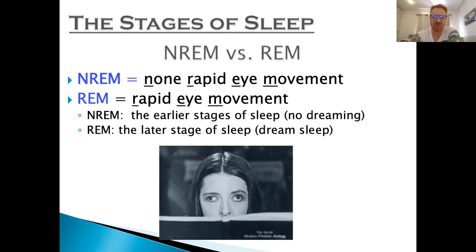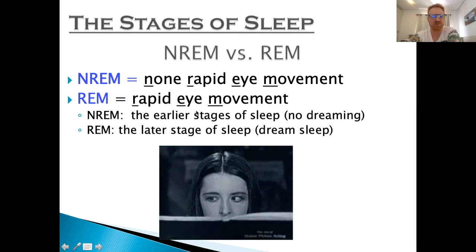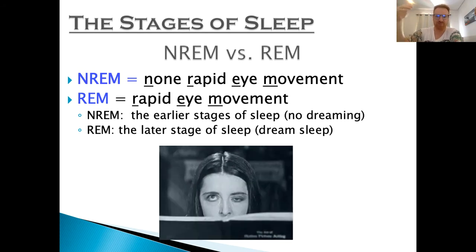You only dream during a specific sleep stage, which is called REM sleep, or rapid eye movement sleep. Now, this is the later stage of sleep. You have to pass through NREM and all the different stages of NREM before you get to REM.